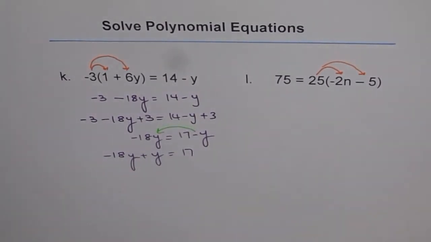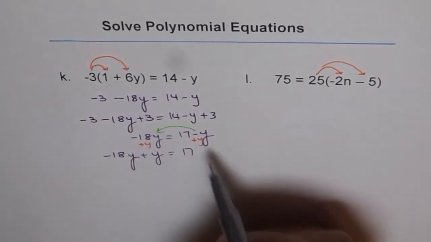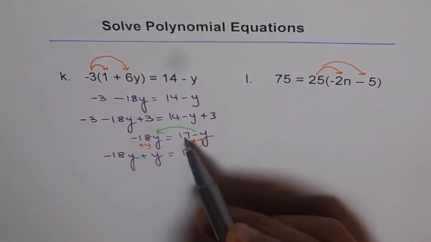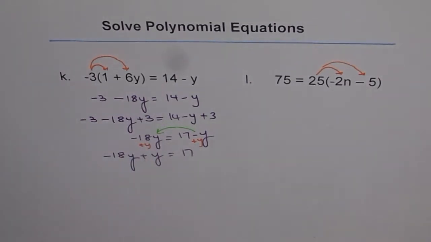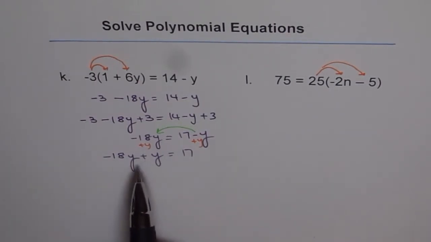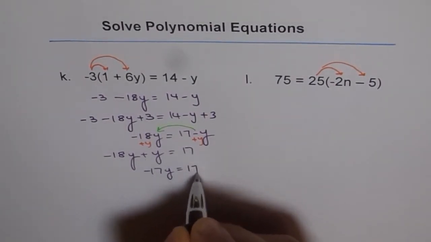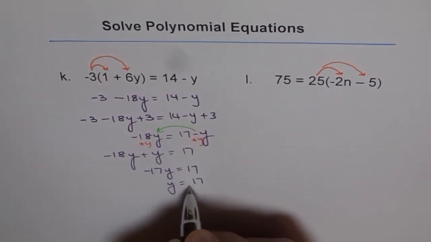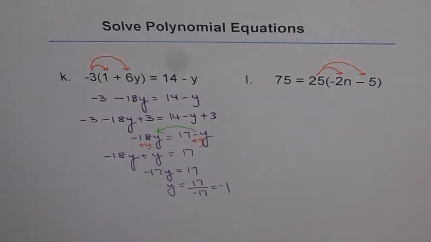It is as good as doing plus y on both sides, right? If I do plus y, then minus y and plus y becomes 0, so we are left with 17, right? And here it is minus 18y plus y, correct? So instead of writing plus y on both sides, I have straight away written minus 18y plus y equals 17. I hope you appreciate this. So this gives us minus 17y equals 17, and y is 17 divided by minus 17, which is minus 1. So minus 1 is our solution for this side, okay?